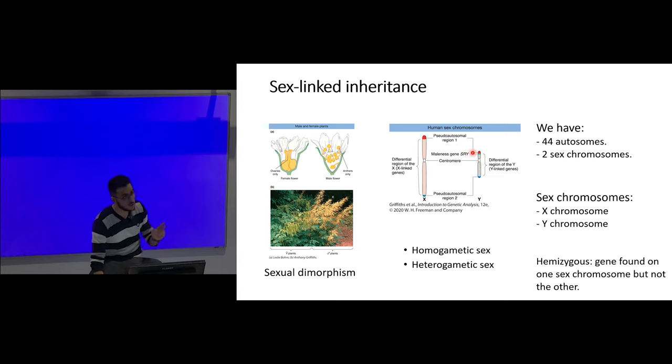You only have one because you have the X chromosome, which is unique, and the Y chromosome, which is unique, okay? For genes that are found only on one sex chromosome, we call them hemizygous. So hetero means two different copies. Hemi means only one, okay? There's no second copy. Make sense?